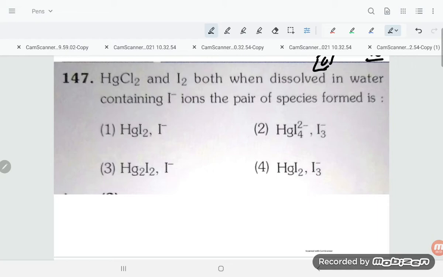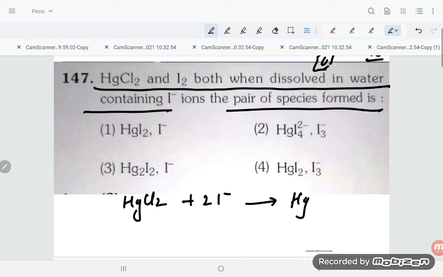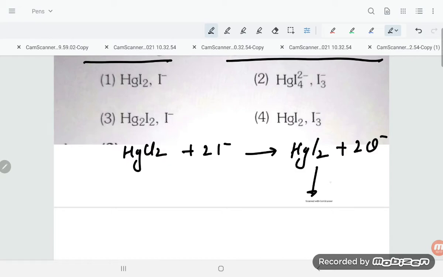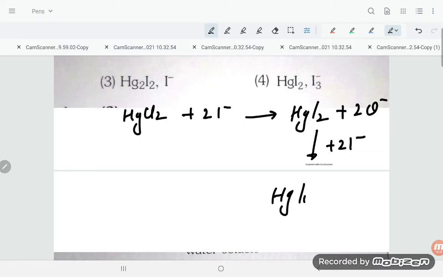Now next problem, problem number 147, dear students, let us try to solve it. HgCl2 and I2 both, when dissolved in water containing I minus ion, the pair of species formed. So let us try to solve. HgCl2 plus 2I minus goes to HgI2 plus 2Cl minus. Then with another 2I minus, it will give HgI4 2 minus. This is HgI4 2 minus.